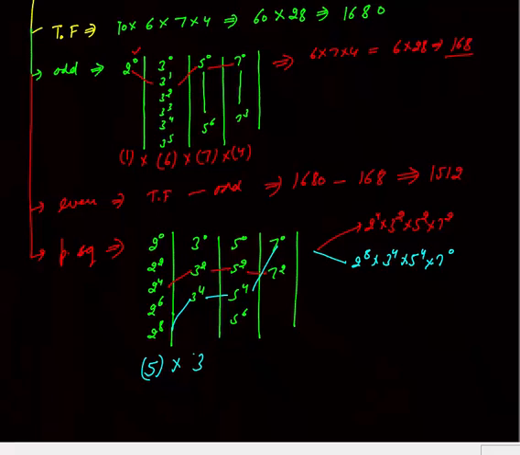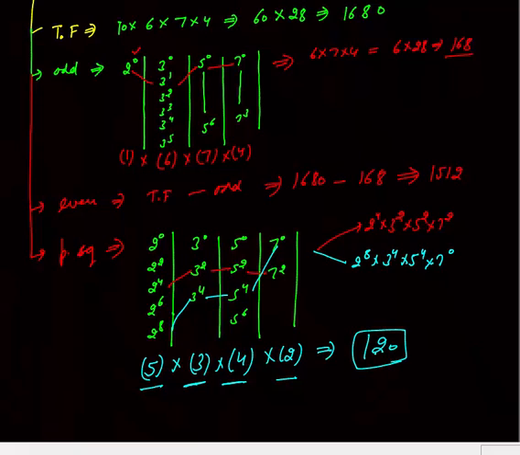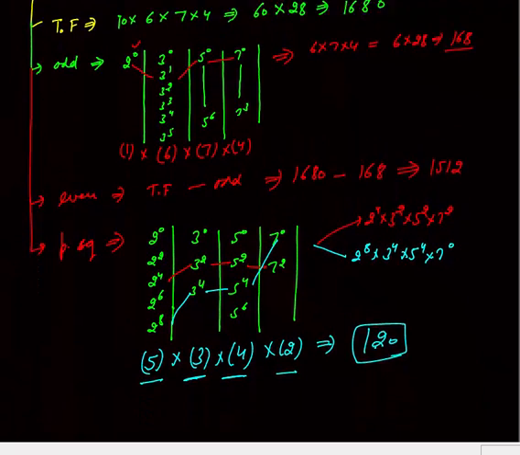One number from this side in 3 ways. One number from this side in 4 ways, because we can select 5 power 0 or 5 power 2 or 5 power 4 or 5 power 6. One number from this side in 2 ways. So 5 3s are 15, 4s are 16, into 2, 120 factors of n will be a perfect square.